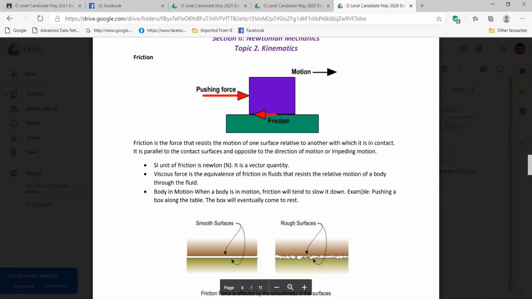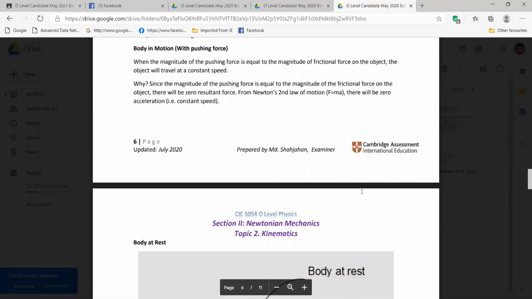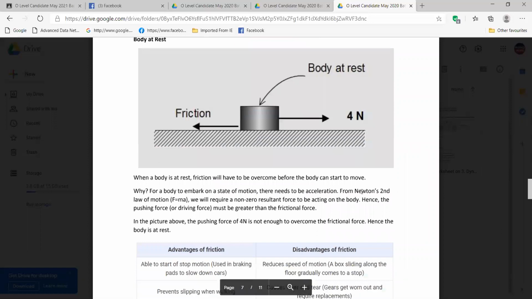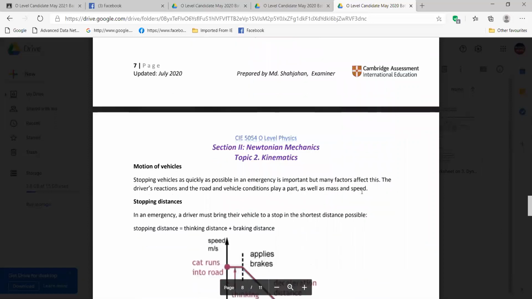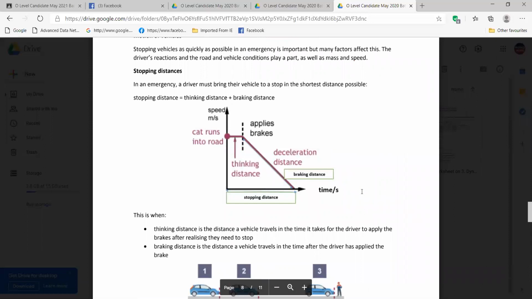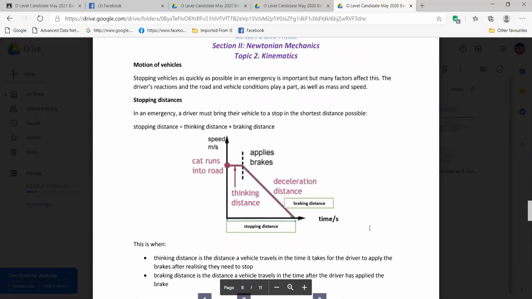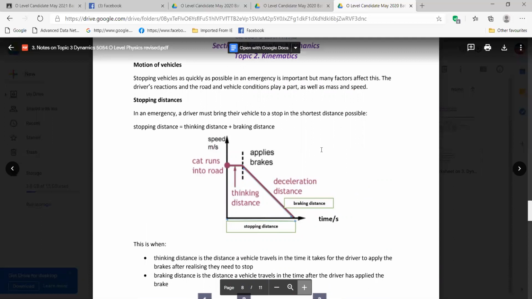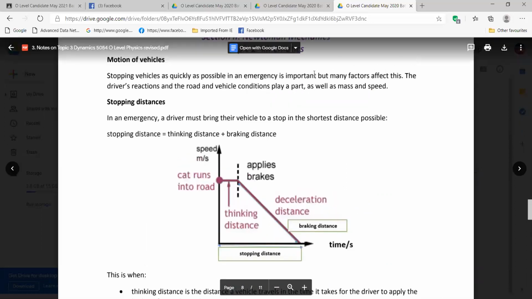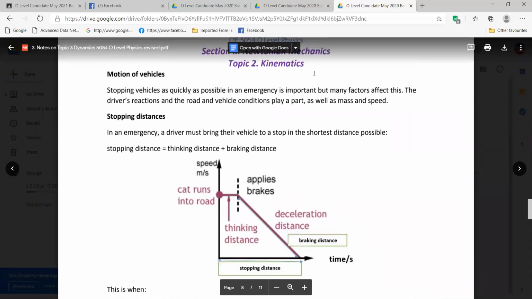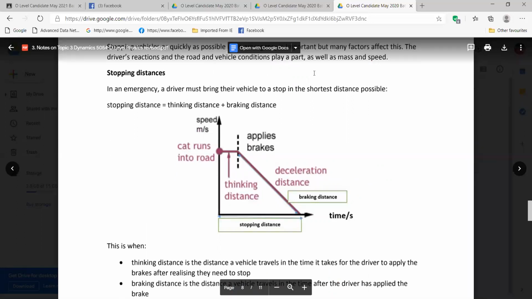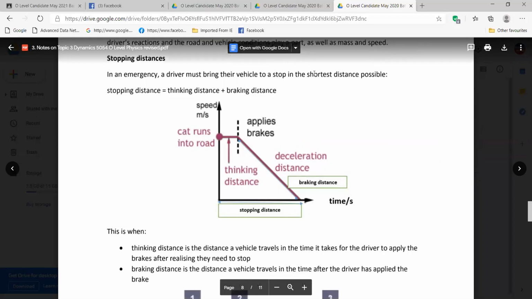Now here you have friction. Is there any confusion about the thinking distance? That one you are clear? Thinking distance, then stopping distance, braking distance. Are these clear? You can see the screen, right? Yes. So are these clear? Stopping distance. Yes, sir. I wanted to know a bit about centripetal force. Okay, centripetal force is coming later.